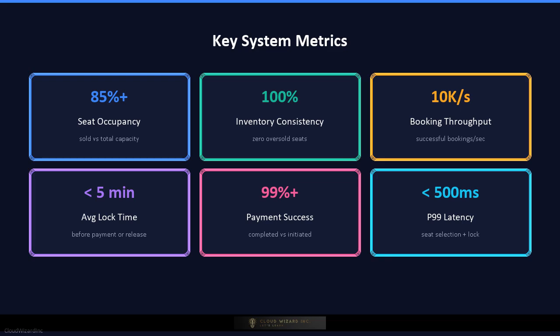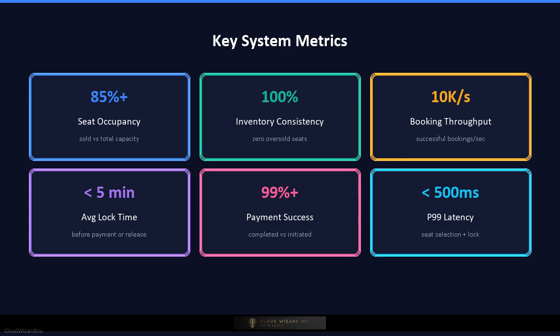The key metrics to memorize cold. Seat occupancy rate, the percentage of total seats that are eventually sold versus left unsold. Inventory consistency, the number of seats that are double-booked or oversold in a given window. Booking throughput, the number of successful bookings per second during a flash sale. Average seat lock time, how long users hold seats before confirming or abandoning. Payment success rate, the fraction of initiated payments that complete.